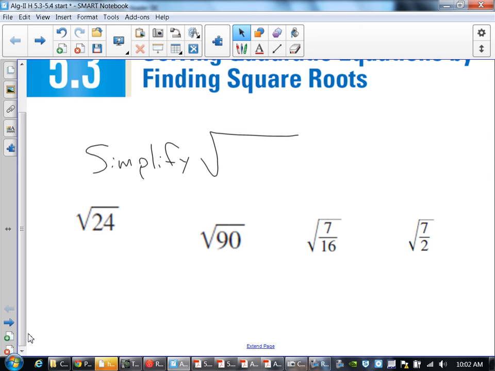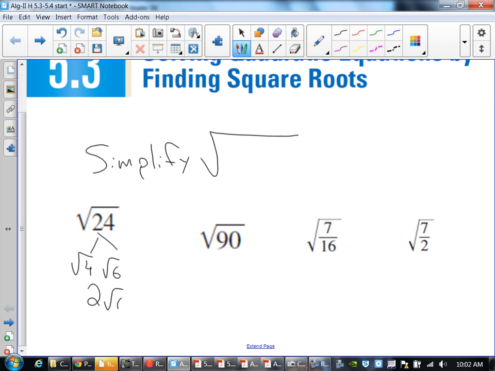If I'm looking at the square root of 24, we all know that you have to break that down into perfect squares. What's the largest perfect square that goes into 24? 6 isn't one, but 4 is. Root 24 can be rewritten as root 4 times root 6. What's the square root of 4? 2. So the answer here would be 2 root 6.